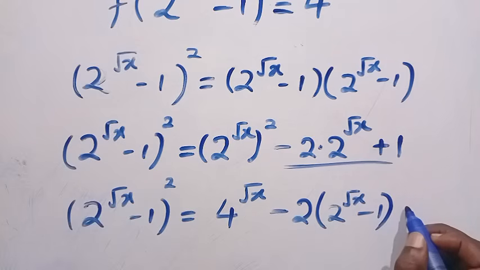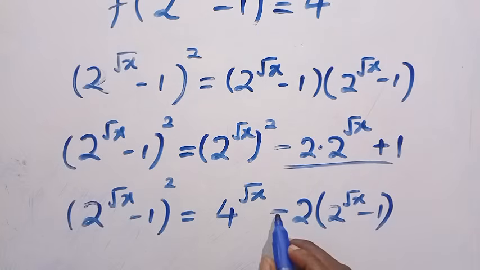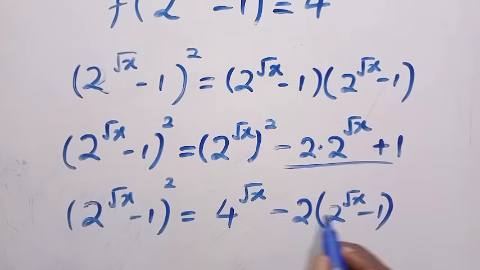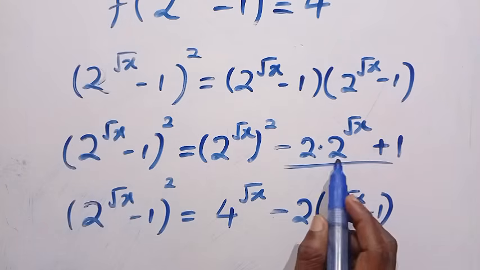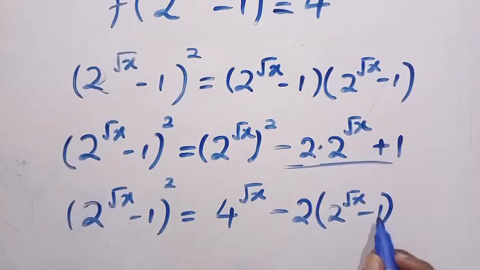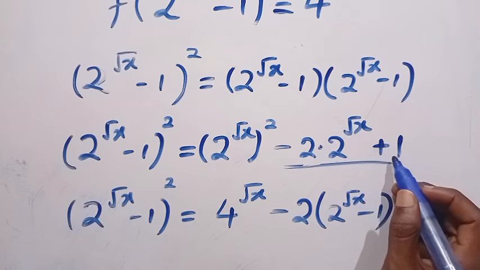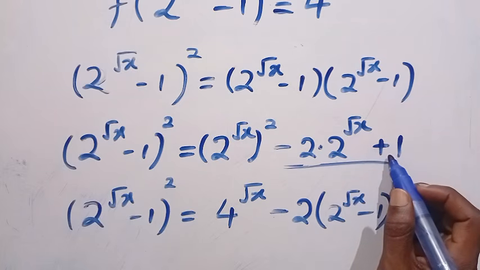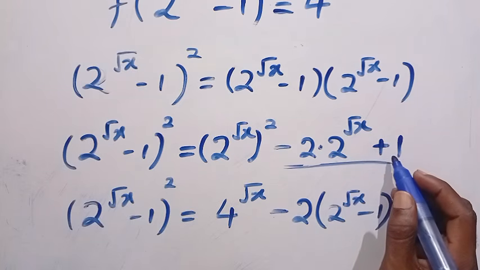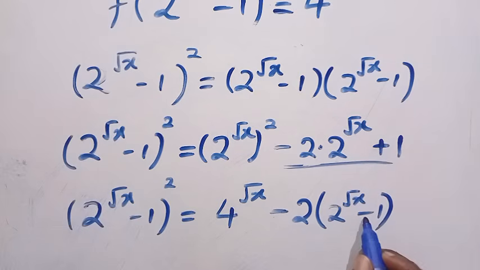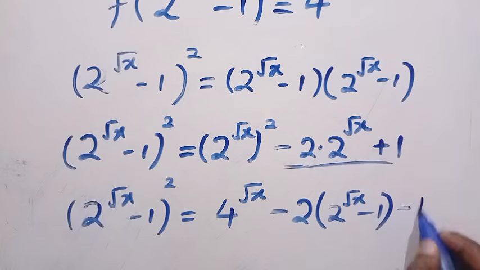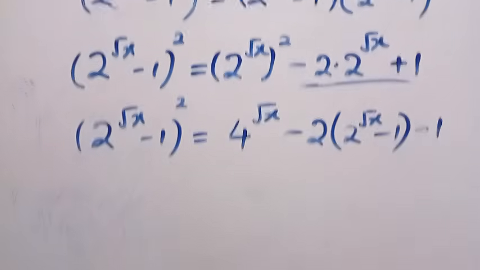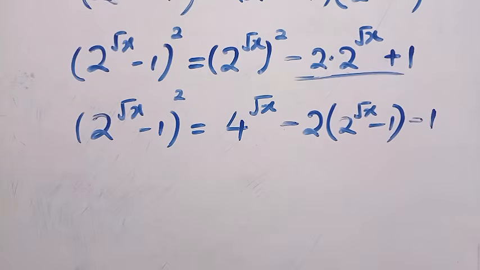It's left to us to know what we are going to add or subtract with this so that we can get this. Let's expand this out. −2 multiplied by 2^√x gives us this. Then −2 times −1 gives us +2. But here we have +1. This is telling us that since this is giving us +2, we have to subtract 1 from it. Make sense?